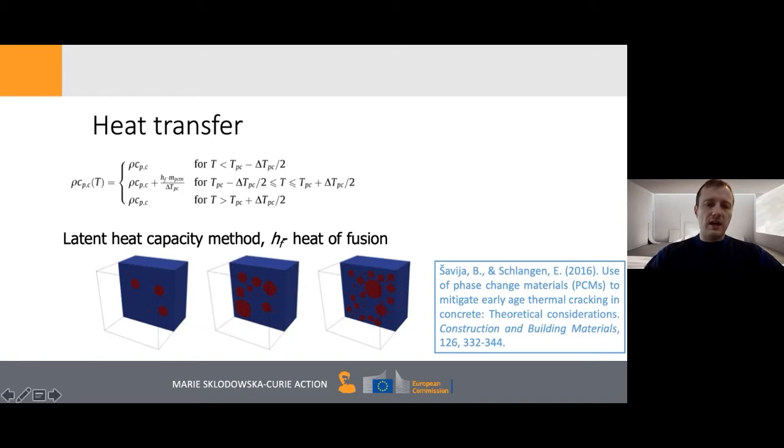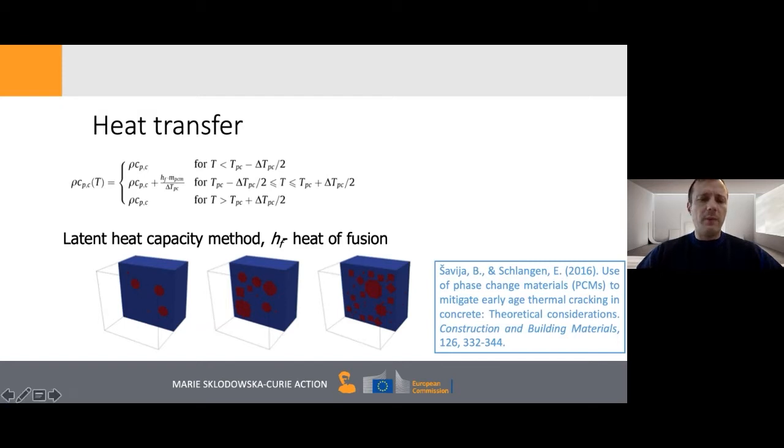So actually, the phase change is simulated by changing the heat capacity depending on the temperature. So we have a temperature-dependent heat capacity, and we have here also the temperature of the phase change, because you can tailor these materials to have a phase change at a certain temperature depending on what you want to use in your applications. For example, for massive concrete, you probably want to have a phase change at about 30 to 40 degrees.